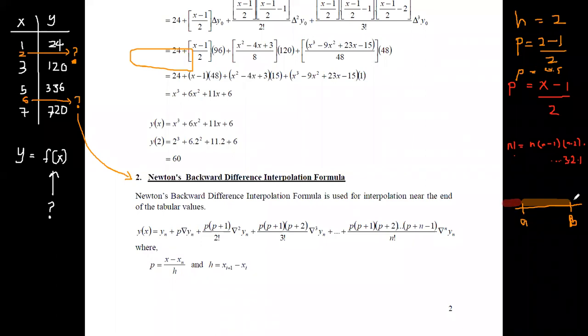It is a value which is less than a or a value greater than b. You cannot go for this region. This cannot happen, as well as this cannot happen. The only possible region is the given set of values. This is the only possible region in which you can perform this interpolation. In this region you can perform the interpolation, but in these two regions you cannot. That is the next thing you have to keep in mind when you are using whatever technique for interpolation.